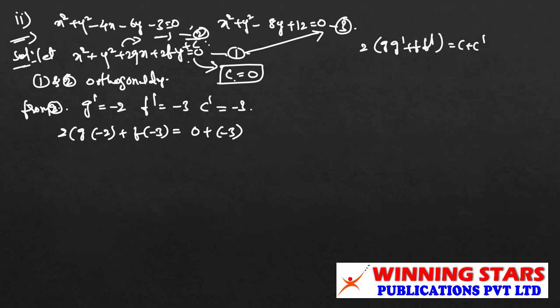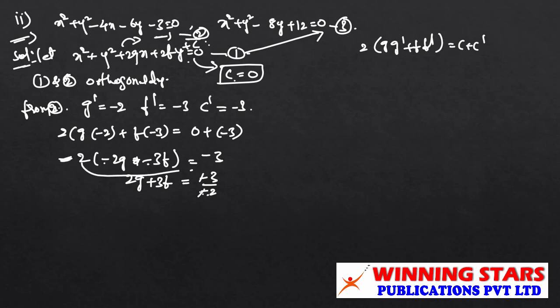So it will become 2 into minus 2g plus, sorry, minus 3f is equal to minus 3 here. So I will take this minus 3 common from these two terms. It will become 2g plus 3f is equal to minus 3 by minus 2. Minus minus will get cancelled. That I bring to the right side of the equation, so it will become 3 by 2. This is what we got here as the fourth equation.